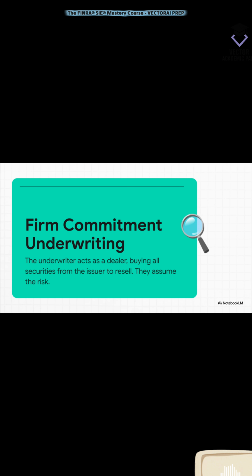Okay, now there are two main ways they build this bridge, and you absolutely have to know the difference. The exam will hit you with this from every angle. First up is called a firm commitment. In this case, the underwriter is acting as a dealer. What does that mean? It means they buy the entire stock offering from the company, putting it right into their own inventory. They own it now. All the risk, it's on them. If they can't sell the shares to the public, that's their problem, not the company's. The company gets paid, guaranteed.